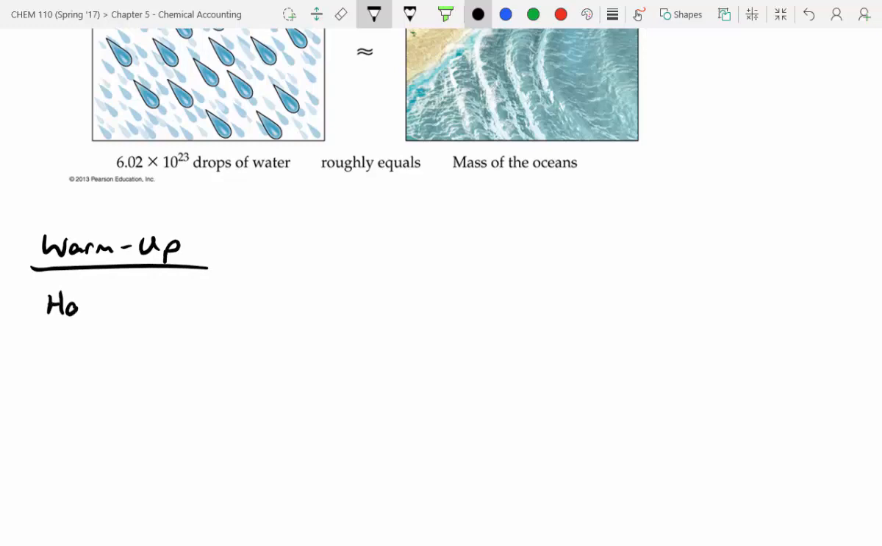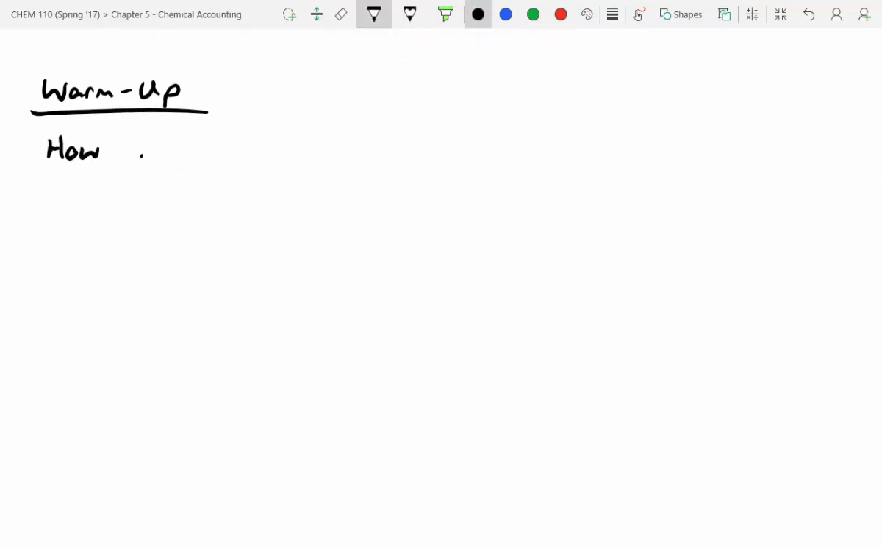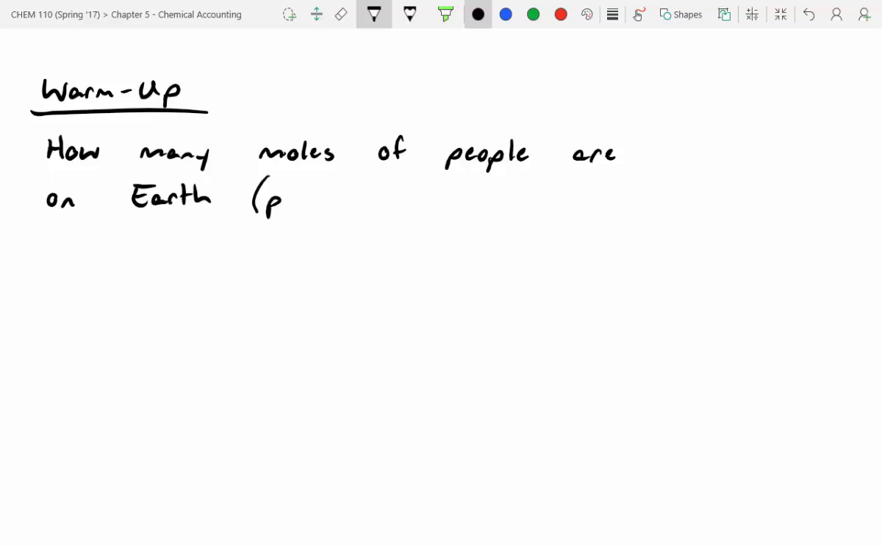Okay, so how many moles of people are on Earth? Does anybody know the rough population? I pulled it up on my computer. I'm not sure if this is right at all, but I think you're right. It's about 7.5 billion. So 7,311,278, we'll just say 300.